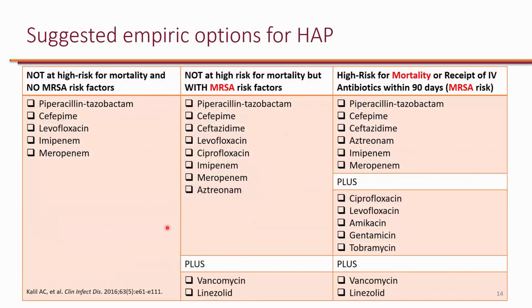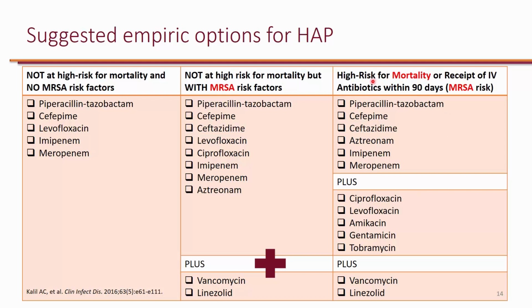And you can see that we use the same antibiotics. So if someone has HAP and is not at risk for mortality and has no risk factors for MRSA, they can receive a single one of these agents. So these agents will cover Pseudomonas as well as MSSA. Whereas if someone is at risk for MRSA, but not at risk for mortality, they can receive one of these agents for Pseudomonas, plus either vancomycin or linezolid to cover for MRSA.